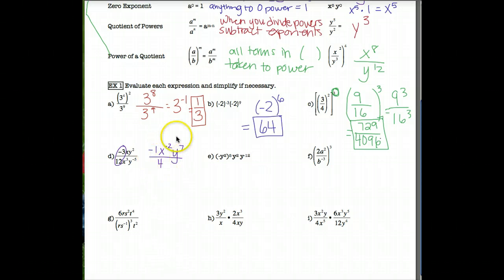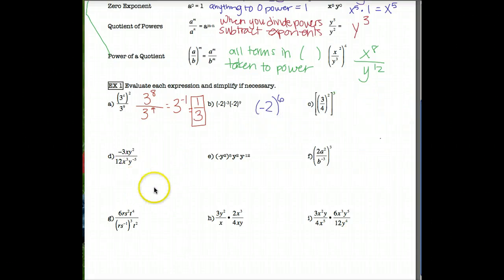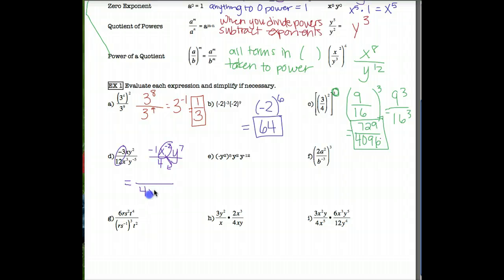So this is what I have in my first step. I then need to simplify because I can't leave this negative exponent in my answer, so it needs to move using the reciprocal property down here to the bottom with the 4. So I've got 4x squared, and I don't need the 1 anymore. And then I've got -y to the 7th in my top.